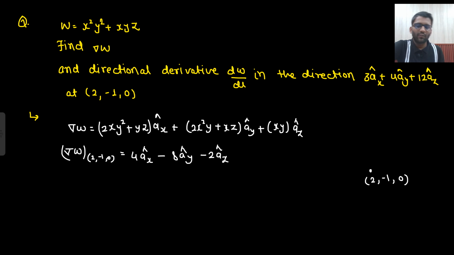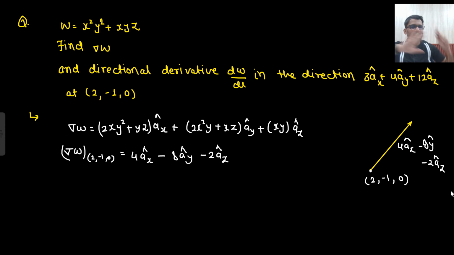Now what they are saying, at 2, minus 1 comma 0, first you calculate the gradient. What will the gradient show? Gradient will show the maximum rate of change in a particular direction, and that too per unit length. So I am just talking about the direction. Here I am calculating the directional derivative, so I am talking about the direction now. Gradient will show the direction in which maximum change is occurring. So this is the direction gradient is showing, that is 4ax cap minus 8 ay cap minus 2 az cap.